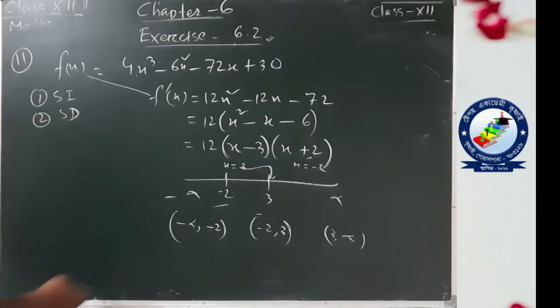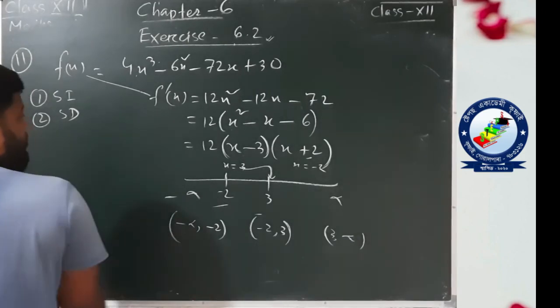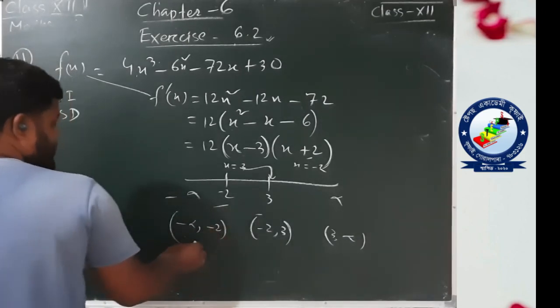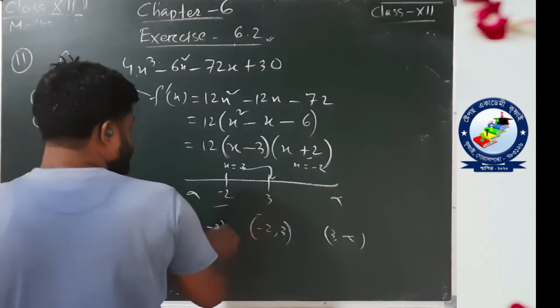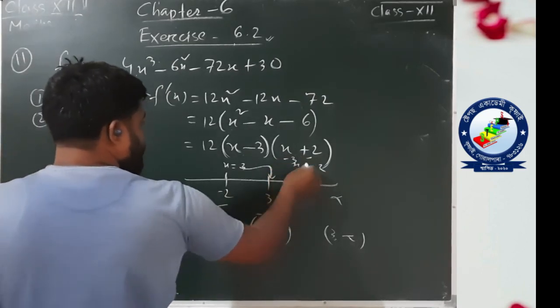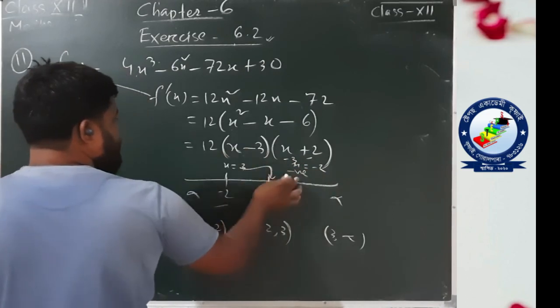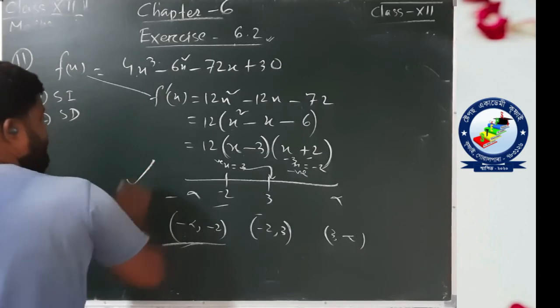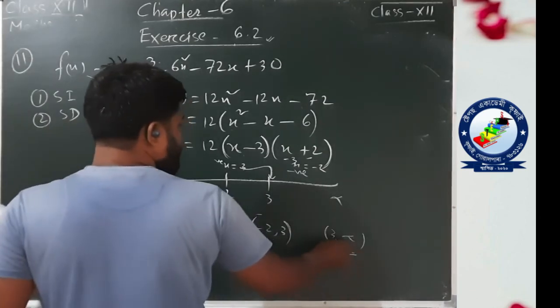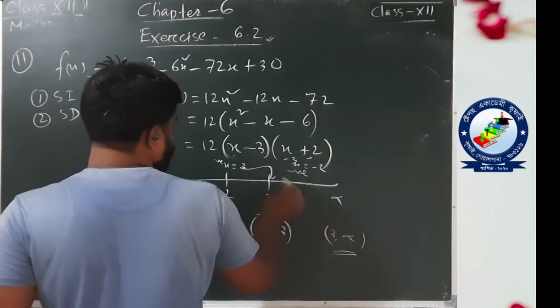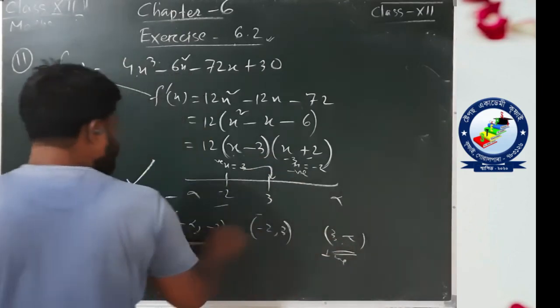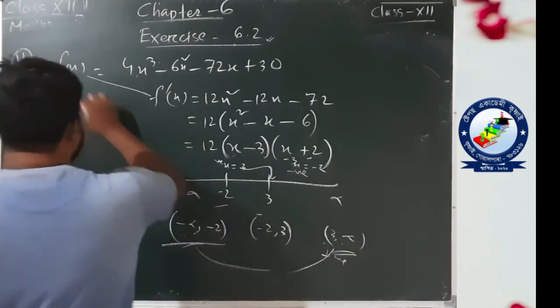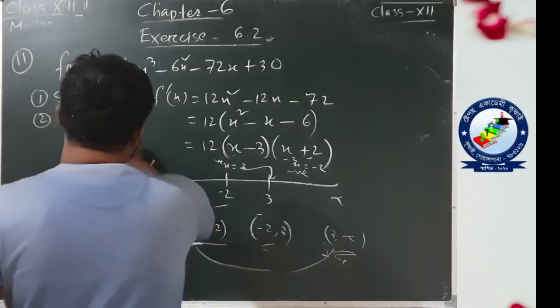For this interval, if I take x equal to 3, negative will come, and if x equal to minus 3, negative times negative is positive. For this it is increasing. Again for this positive value, if I take 4, positive, this is also positive. So on these two intervals, it will be strictly increasing, and this one is strictly decreasing.